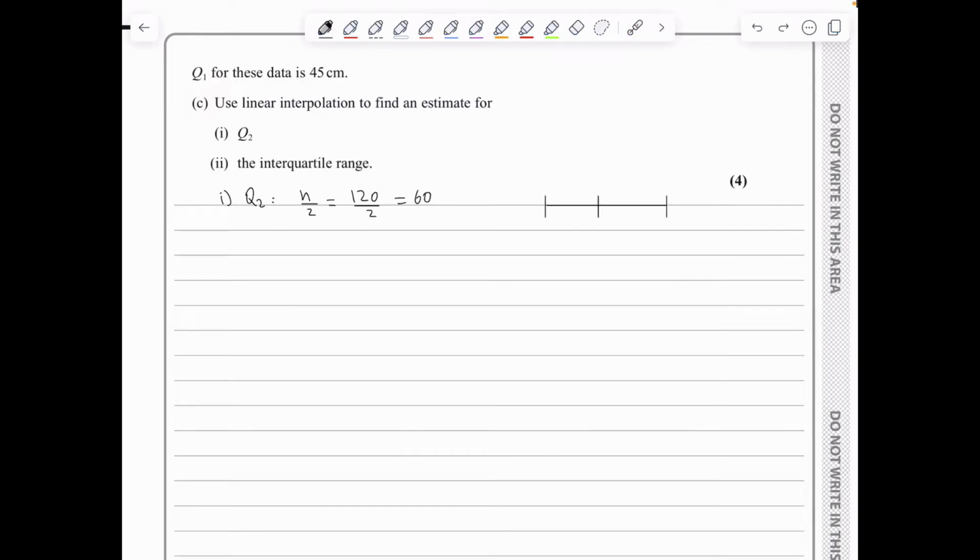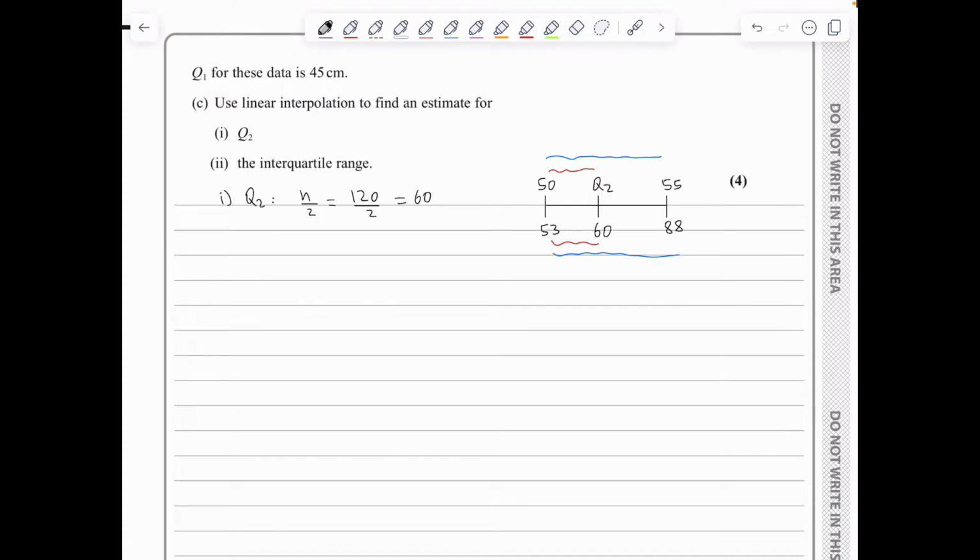So we are interpolating between the 50 and 55 class. So somewhere along the way, we've got Q2, and we've got 53 observations up to 50 and 88 observations up to 55. They are the cumulative frequencies, and we're interpolating against the 60th observation. So I'll be doing the Q2 minus 50 over the 60 minus 53 being equal to 55 minus 50 over 88 minus 53. So let me write this down.